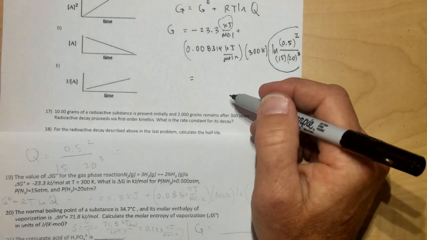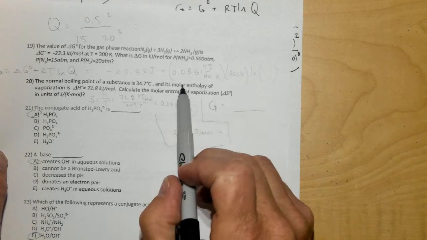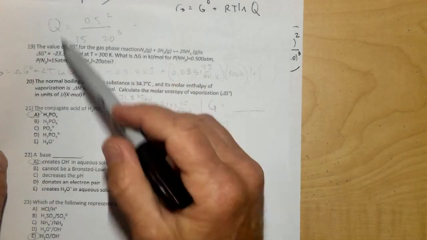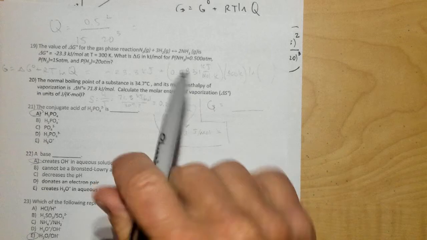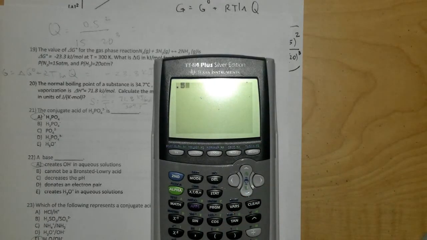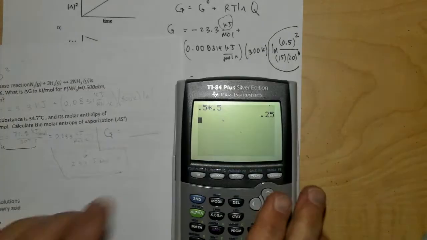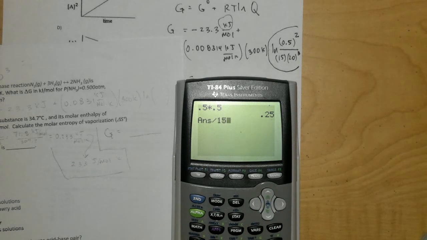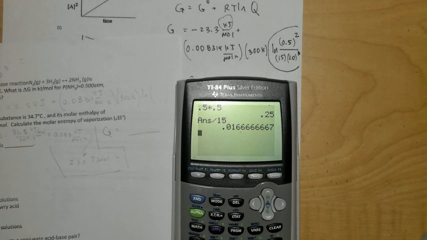I had the work up here. Here's our 0.00831 and their natural log. Here's the products divided by reactants. So let's run the whole thing on a calculator so then you can see it. So 0.5 times 0.5, that'd be the top right here. And then we're going to divide that by 15, get an answer. And then we're going to divide that by 20 cubed, so 20 raised to the third power.